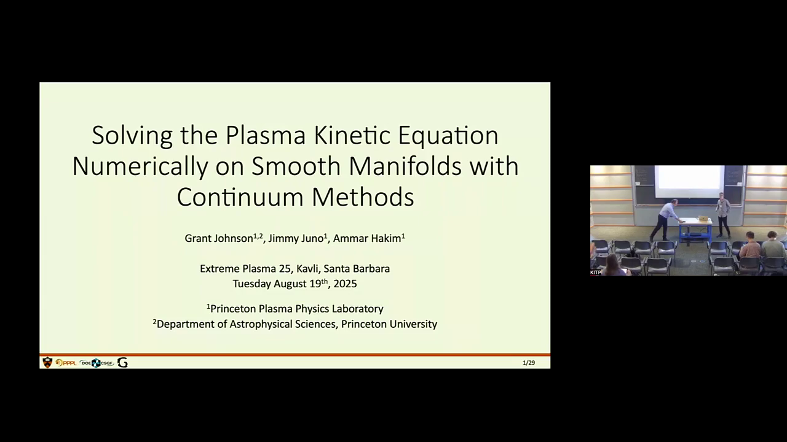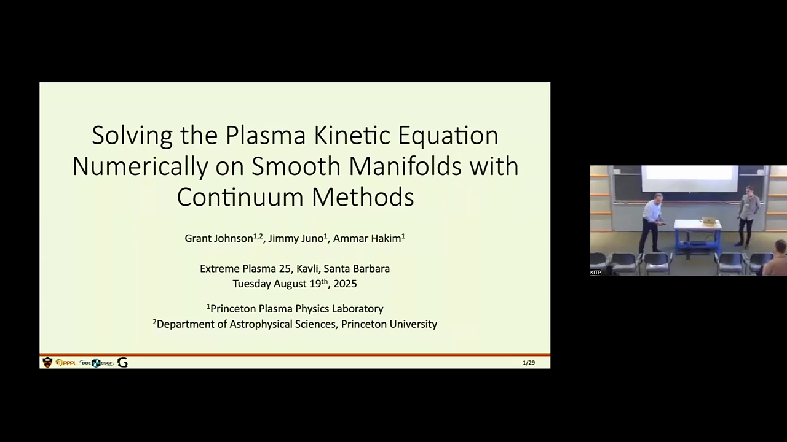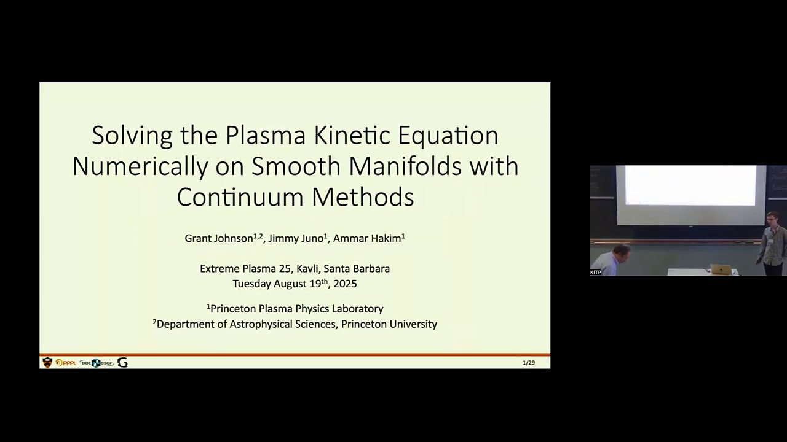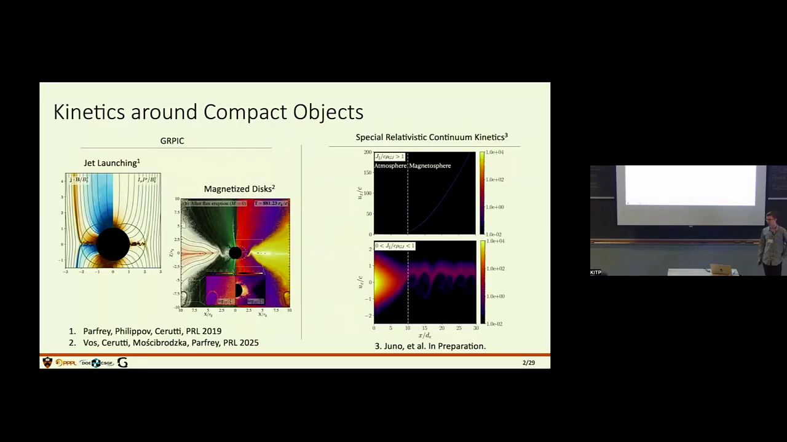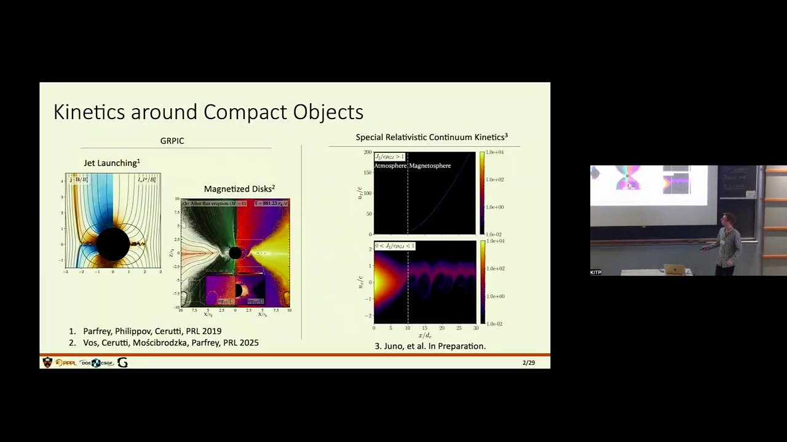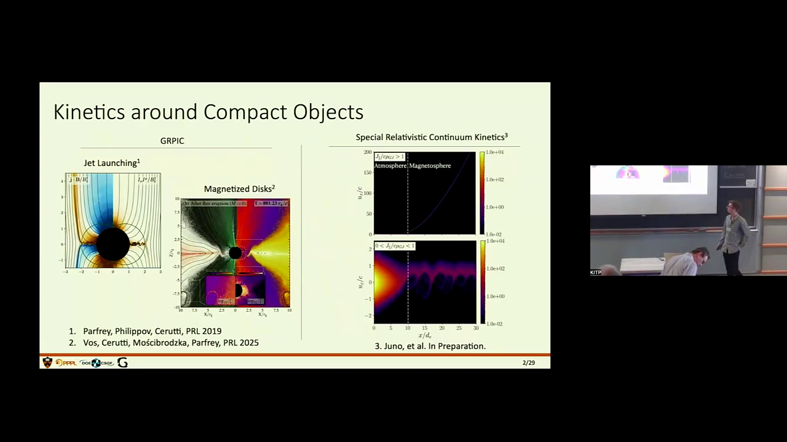So I'll be talking to you about solving the plasma kinetic equation numerically on smooth manifolds with continuum methods. I'll start with some background and just a quick high-level overview of this problem. In the past decade or so, people have used general relativistic particle-in-cell to simulate the full kinetic systems of jet launching and magnetized disks around compact objects.